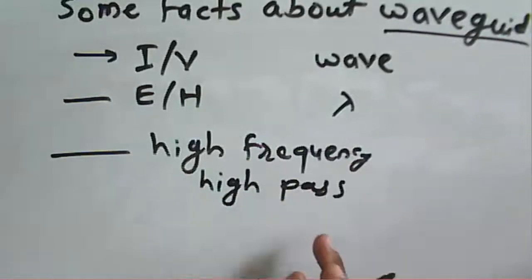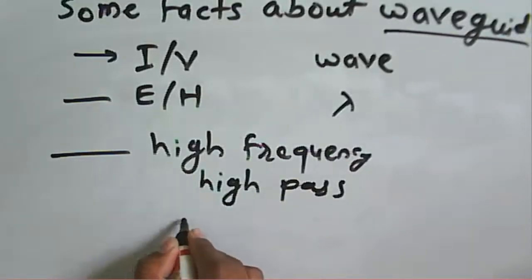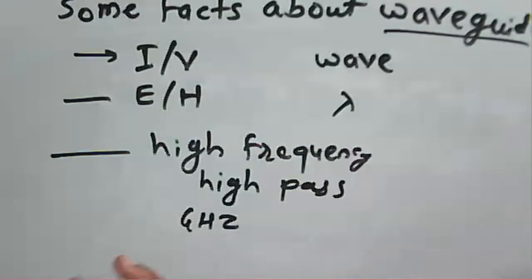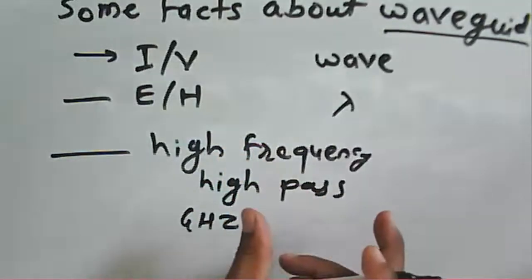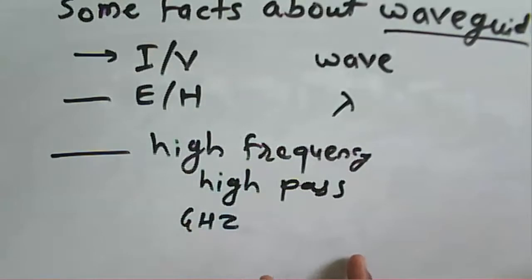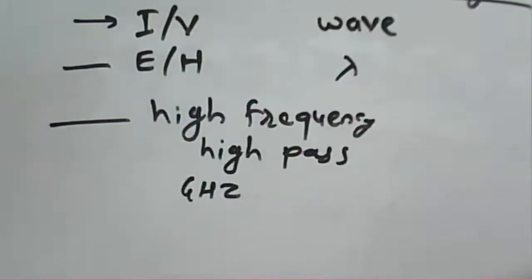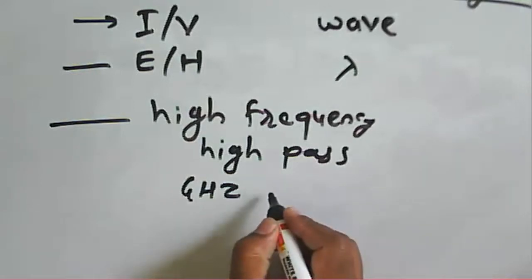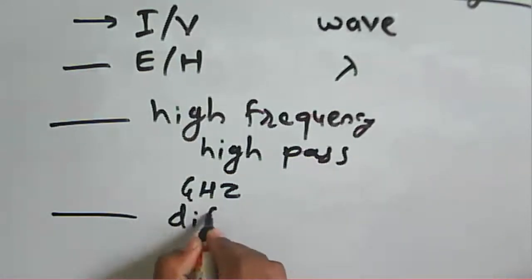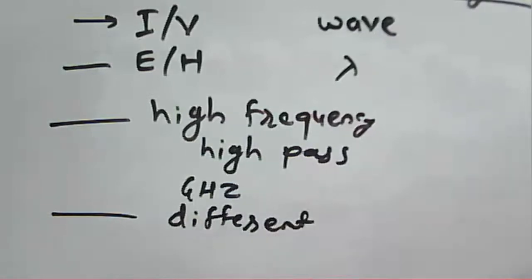High pass filter means what? From the gigahertz range, it will operate only at the higher frequency. So that's why the waveguide acts as a high pass filter. And the waves propagating through this waveguide have different modes, and those different modes can be separated based on the frequency. Different modes are propagating through this waveguide, and they are separated based on the frequency.